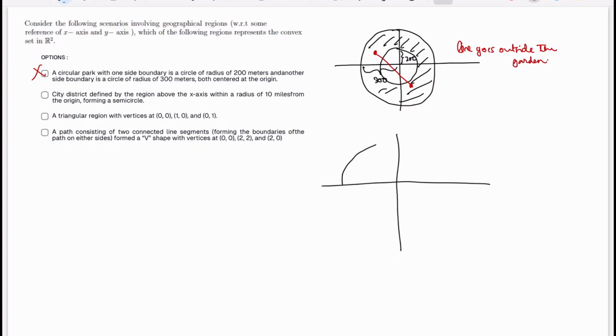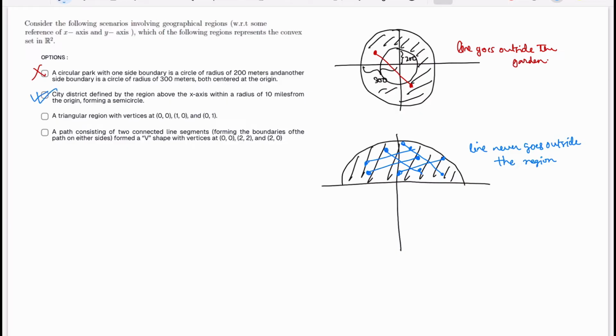Now let's look at the second option. It says above the x-axis, radius of 10 miles from the origin, okay? So this is like a semicircle. But here you observe whichever 2 points you take and draw a line, okay, the 2 points should be in the set, okay. So here the line never goes outside the region, right? Which means that this is actually a convex set.